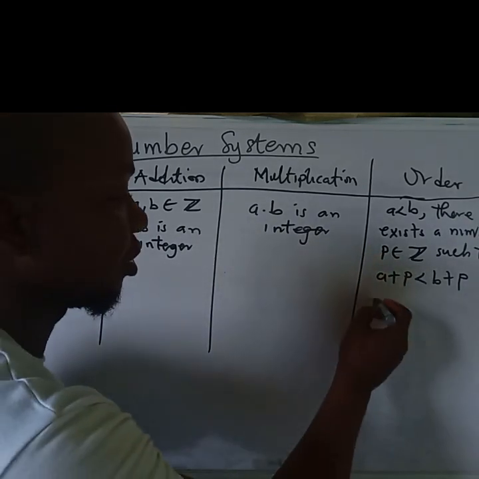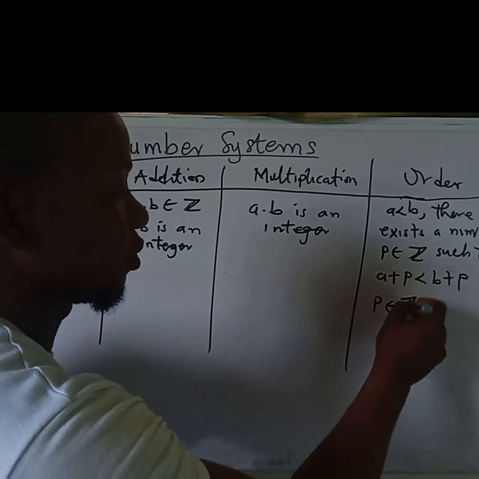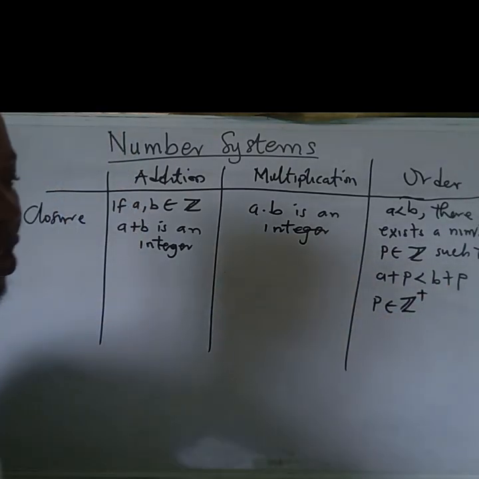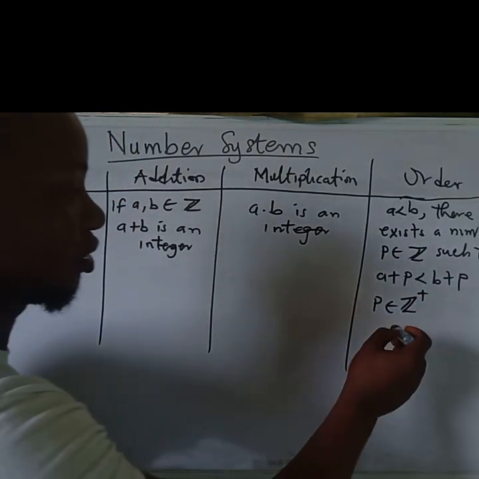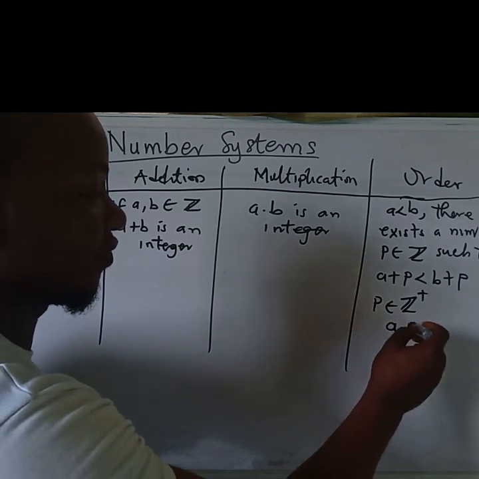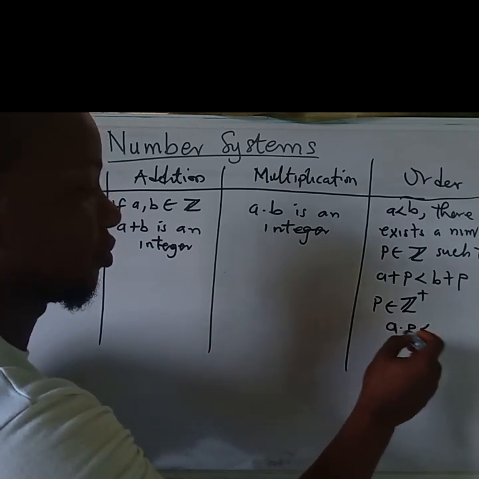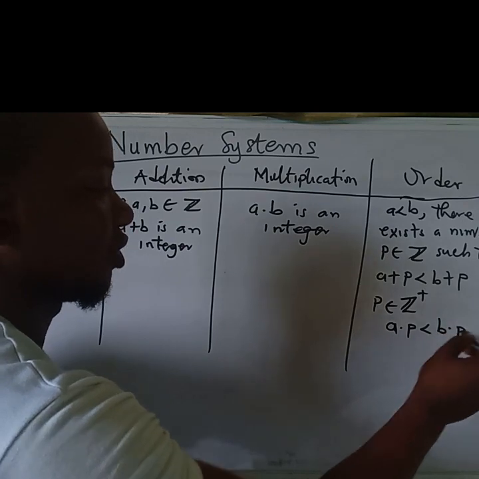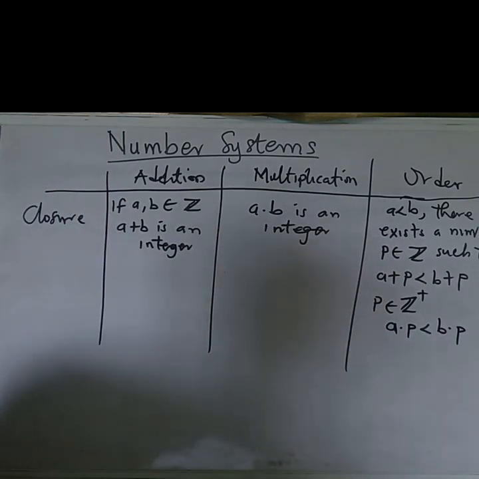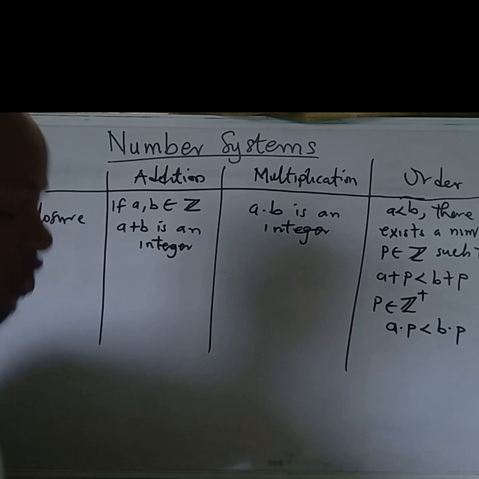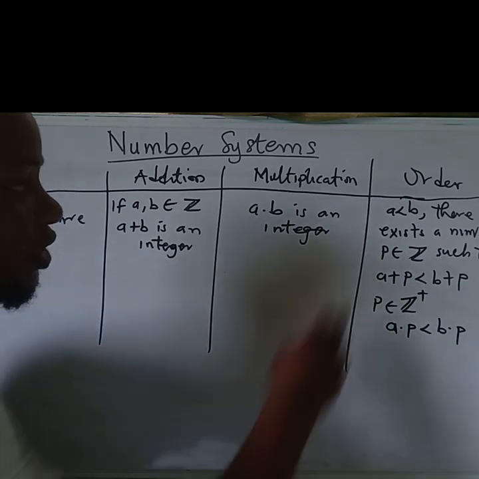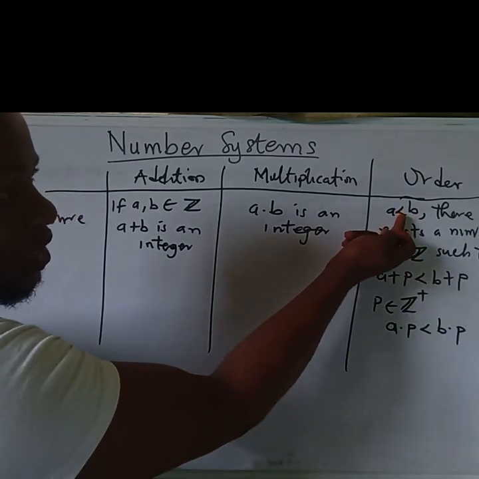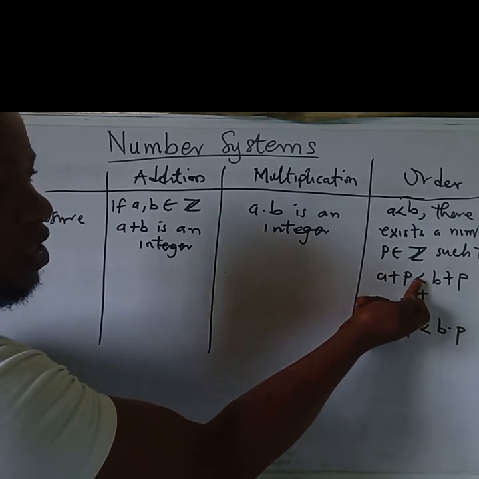Such a P must belong to the positive integers. Before, we saw that this preserves the order under multiplication. So this is what we are trying to do: if A is less than B, this order can be preserved when we perform addition.